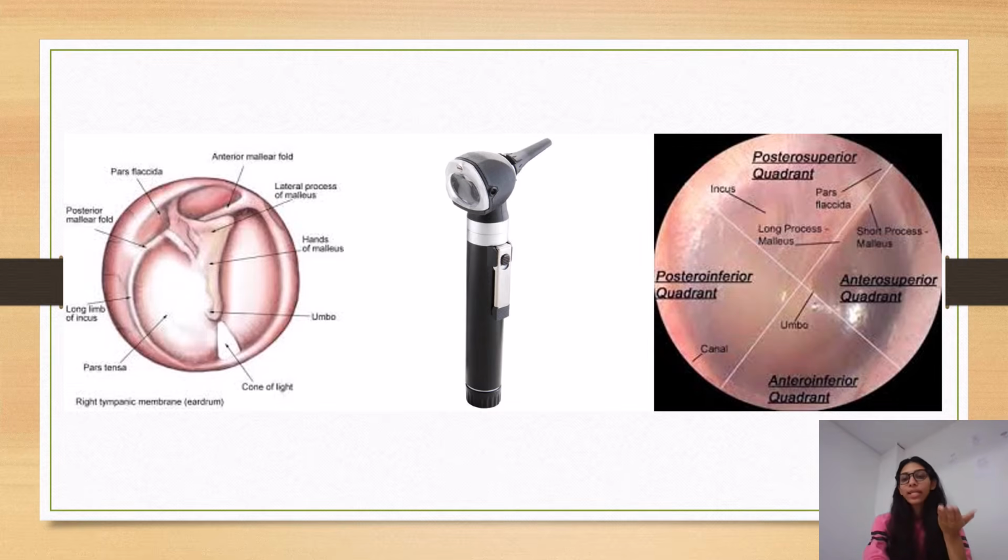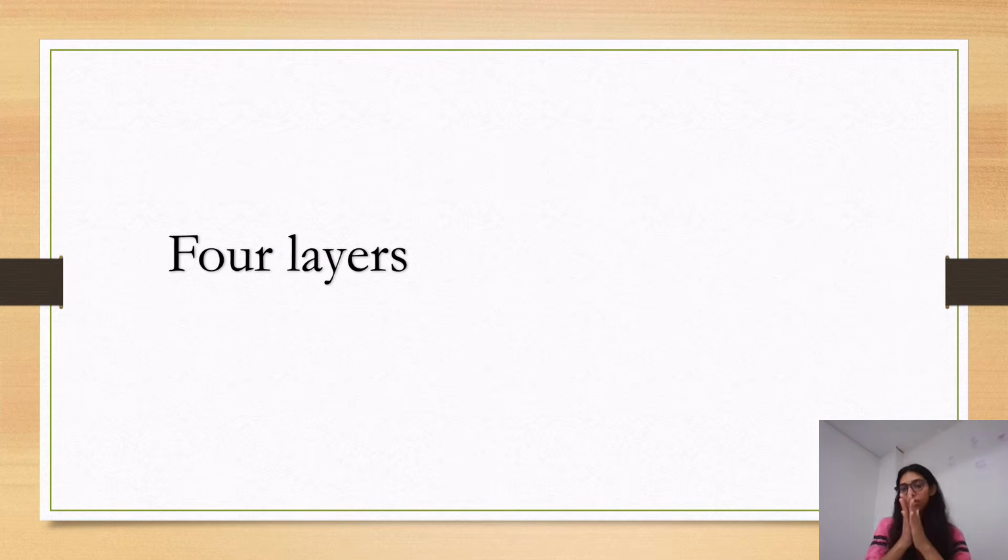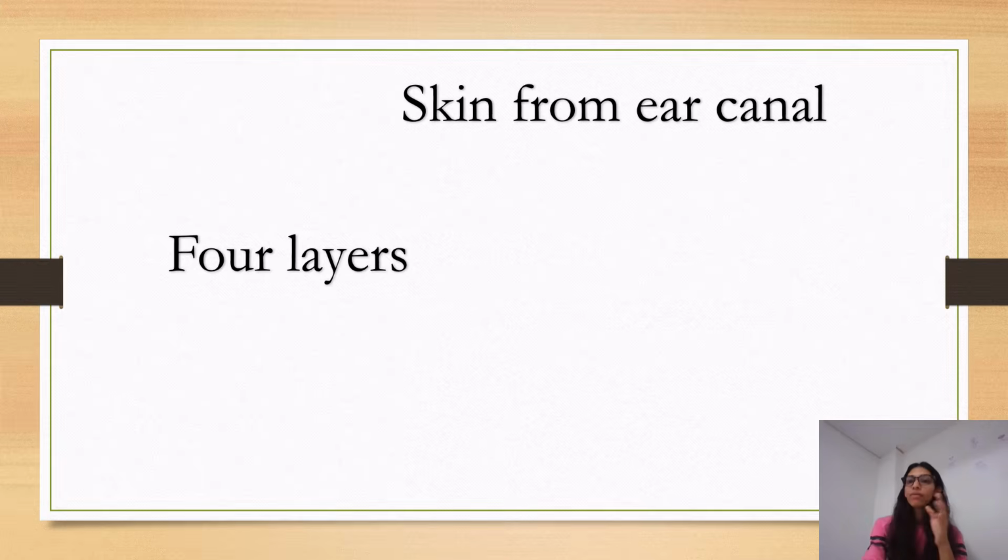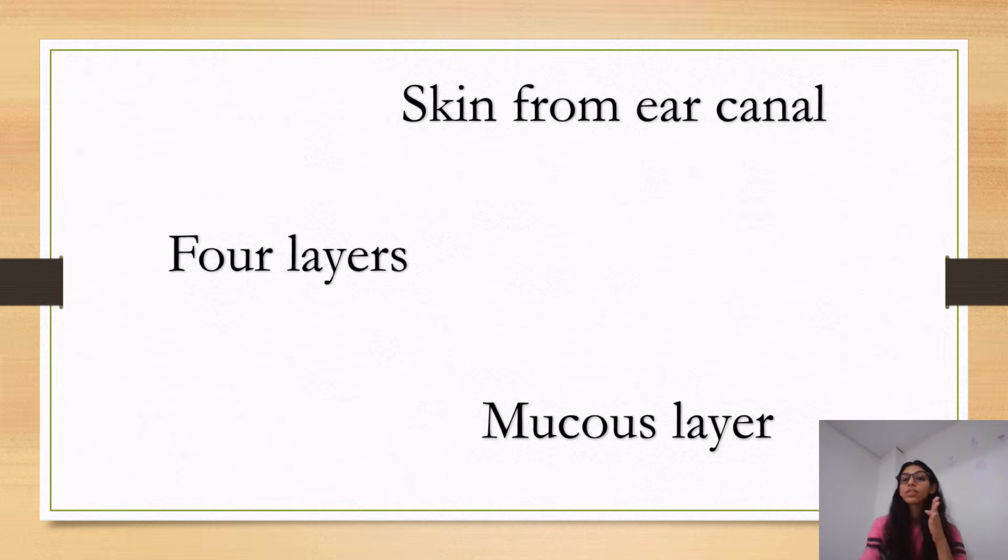Okay, so there are different layers with which the tympanic membrane is formed. There are 4 layers. The outer, first layer is a continuation of the skin of the ear canal, and the innermost layer is a continuation of the mucosal layer of the middle ear. The pars flaccida, the thinner portion, has just these two layers. It just has the skin from the ear canal and the mucosal layer.